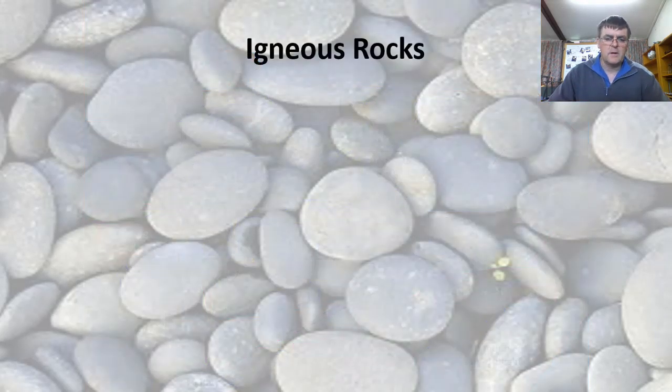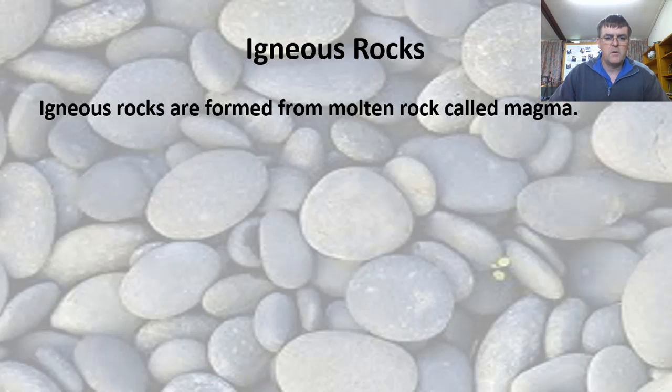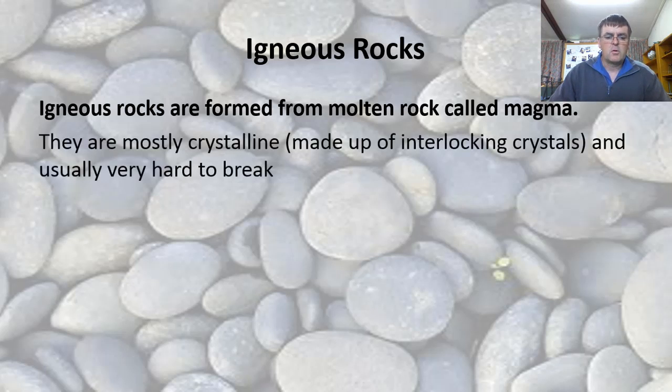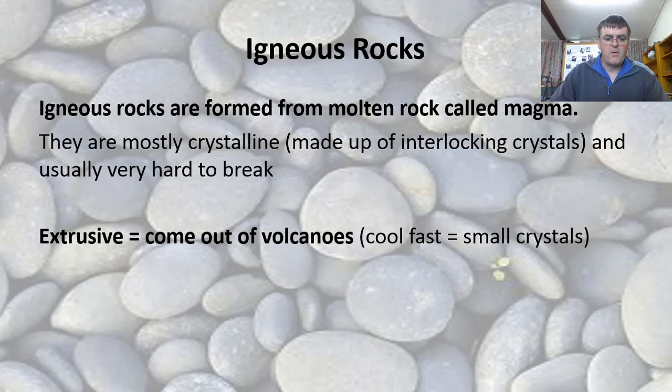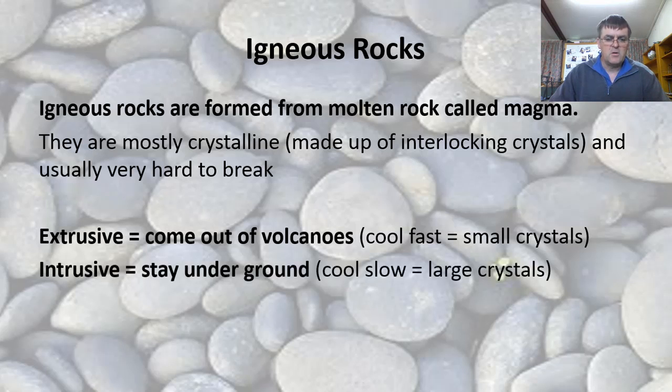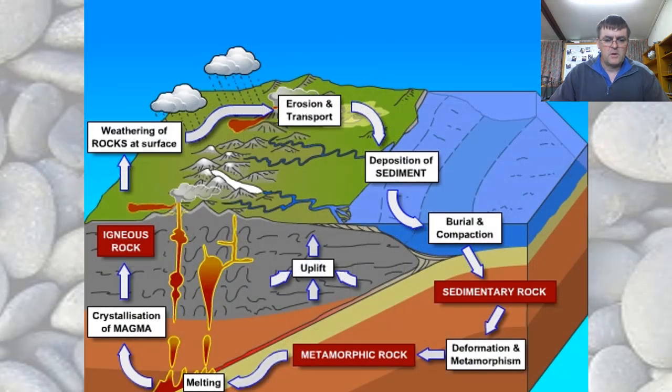Now if we melt it completely, we get what's called igneous rocks. Anything that comes out of a volcano, molten rock, igneous rock, from the magma under the earth. Now, crystalline rock, all the crystals together, really hard to break. Solid rock, really hard stuff. If it's come out of a volcano, we call it extrusive igneous rock, and it's cooled fast, and we've got smaller crystals, like basalt. If it's stayed underground, intrusive igneous rock, it's cooled slowly, and we get large crystals, like granite.